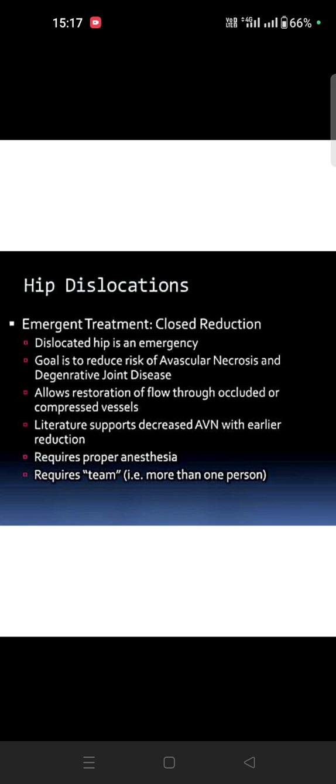Whenever a fracture happens, we don't want to move it, we don't do those movements. It will be placed for immobilization. The goal is to reduce the risk of avascular necrosis and degenerative joint disease, and allow the restoration of blood flow through the occluded, compressed vessels. If blood flow is there, we can give compression. So literally, support early reductions. Then it requires proper anesthesia and a team.